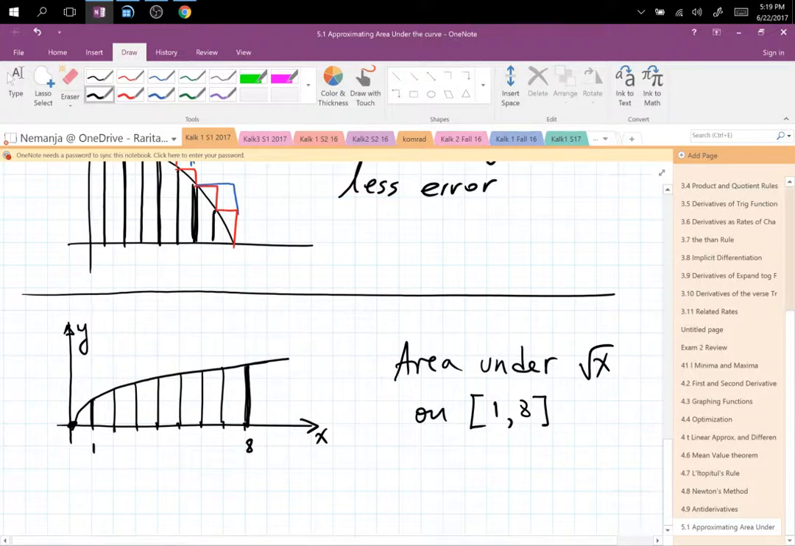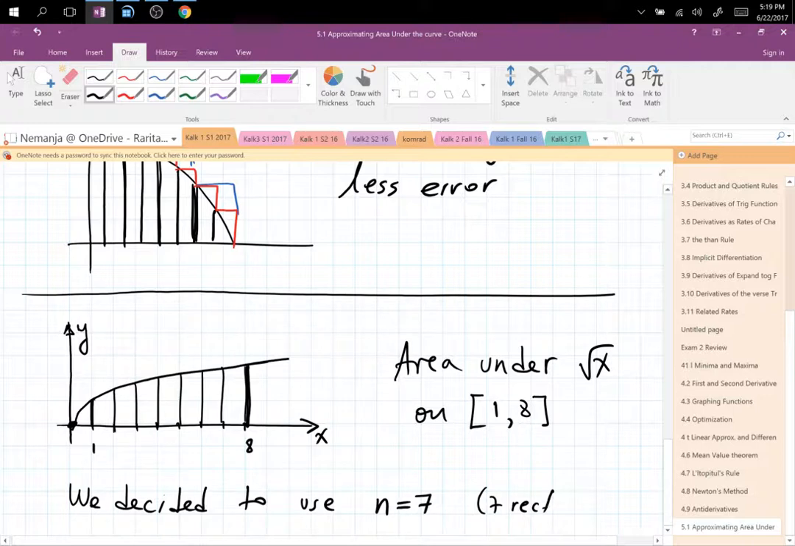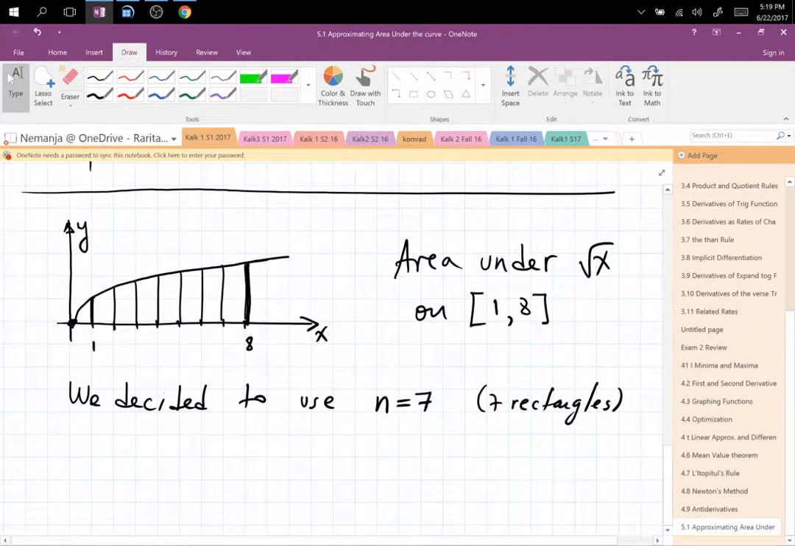So we decided to use n equals 7, 7 rectangles. So now we can create left-hand sums, and as you can see, left-hand sums are going to undershoot the area. We're going to get less than what we need.